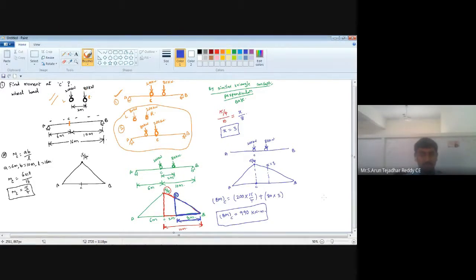All of you take a screenshot. See, each and every problem has the same concept. If you want to calculate shear force, same: shear force is equal to load into ordinate. Suppose it is a uniformly distributed load, then we can take that area.